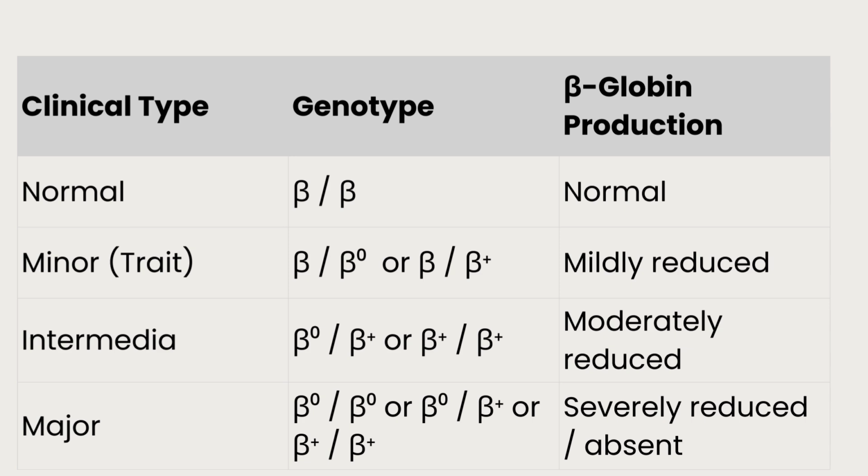Fourth one is thalassemia major. Genotype, beta 0, beta plus, or severe beta plus. In thalassemia major, both genes are severely defective. If the genotype is beta 0, there is complete absence of beta-globin production. In other severe combinations, production is extremely low.